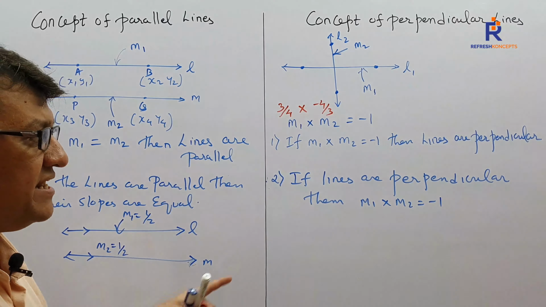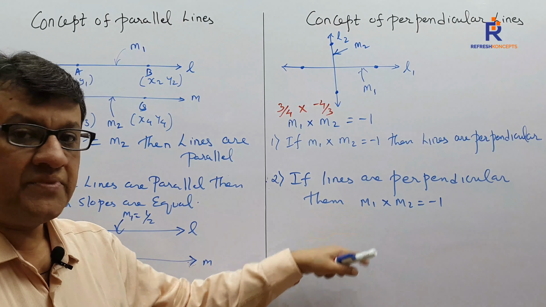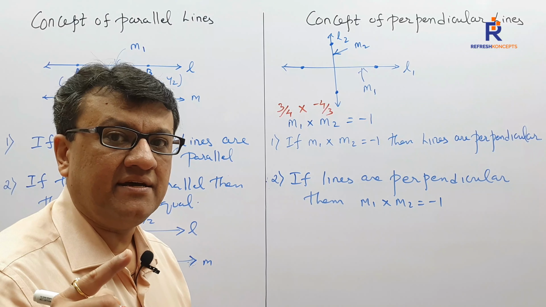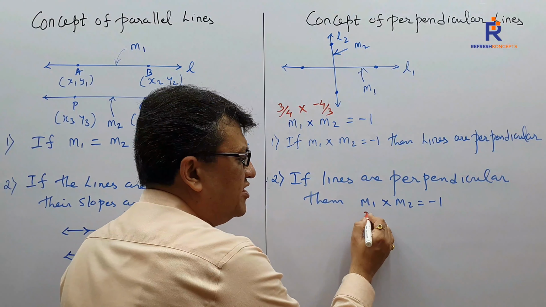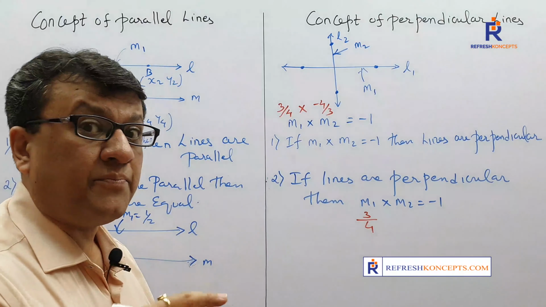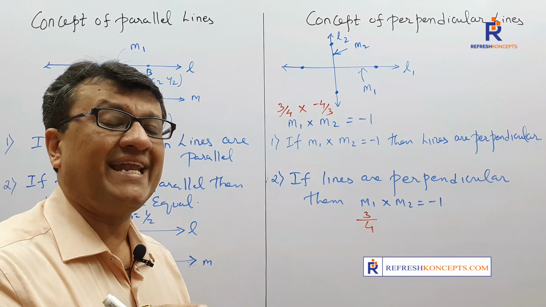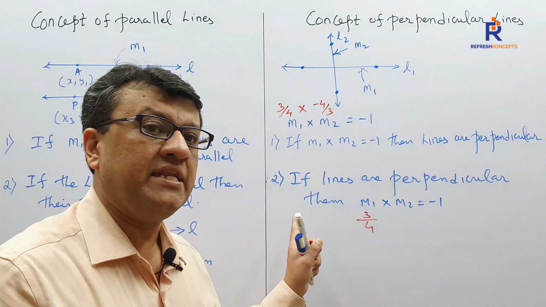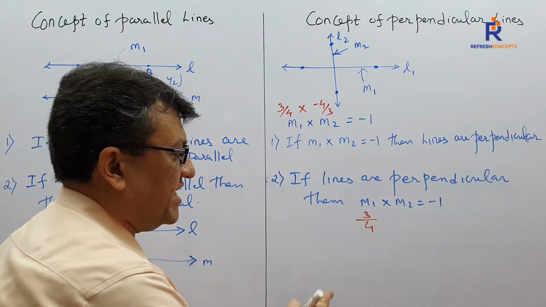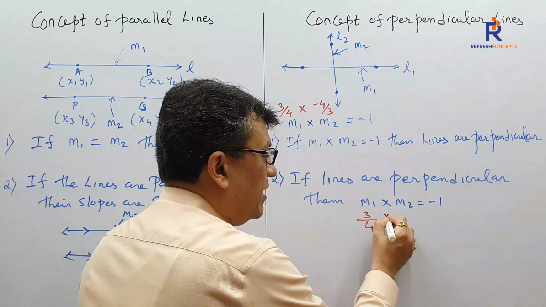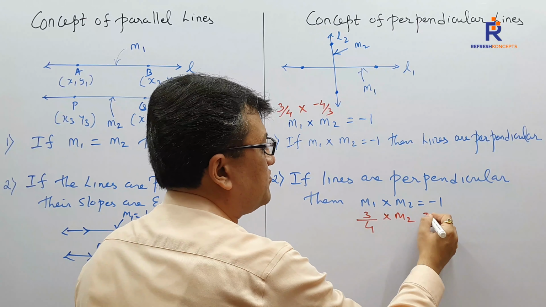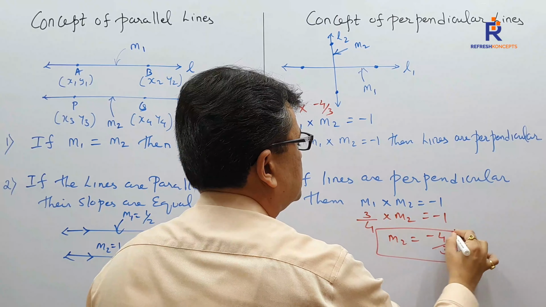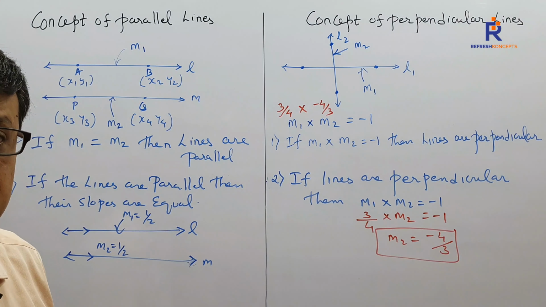Right? On the other hand, where will I be using this? I'll be given one of the slopes. I'm being told that the lines are perpendicular. I need to find out the other slope. M1 is given to me, and I'm supposed to find out M2. Since the lines are perpendicular, the product of the slopes is -1. So I shall write M1, which is known to us, into M2, which we are supposed to find out, is -1. On solving, I shall get M2 as -4/3.